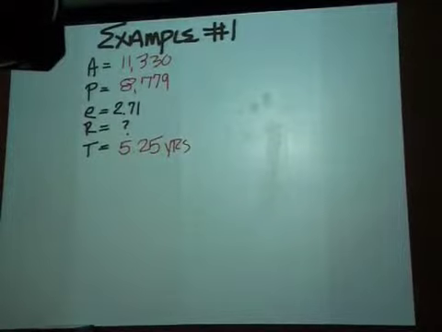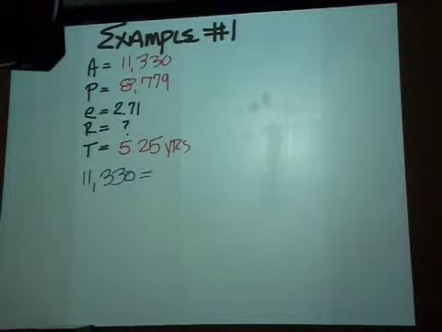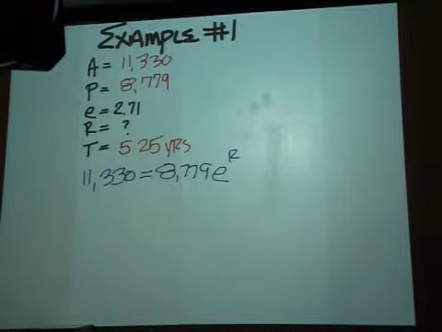A equals 11,330. That's the amount that we end with. We start with 8,779. The period is 5.25 years, but we're looking for the rate that was in place to make this happen. So we start with 11,330 equals 8,779 times e to the RT power. In this case, t is 5.25.